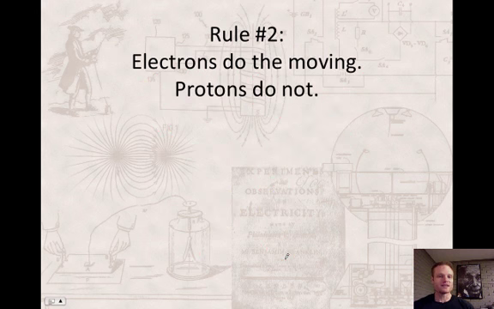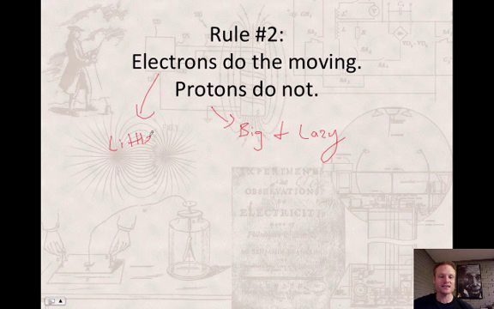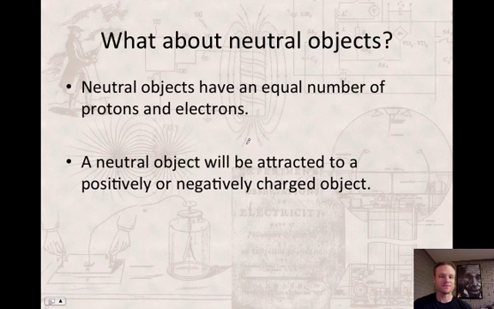Rule number 2 is that in static electricity, and when we get into current electricity, electrons do the moving, protons do not. If you remember, protons are big. I like to think of them as big and lazy. I think of a guy on a Saturday afternoon watching football on the couch with a bag of potato chips. That's in my mind what I see a proton doing. An electron is like a marathon runner. He's little, he's fast, and he does the moving. So electrons move, protons do not. That's rule number 2.